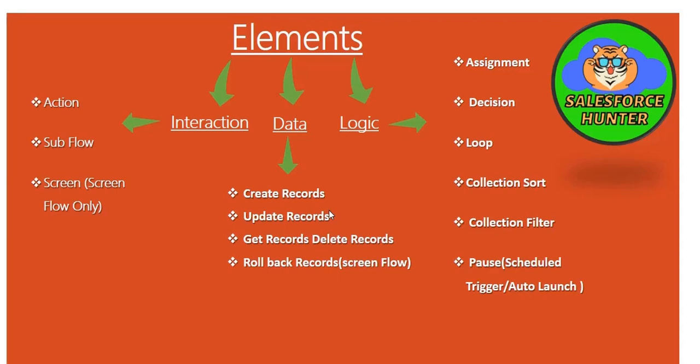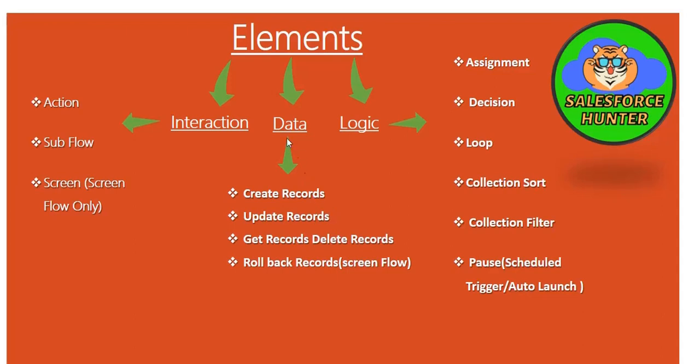Now we come to the logic category. There is assignment, which is basically used to assign a value to a variable. Decision is to make a decision: if it's true, do this; if it's false, do this. Loop is basically to iterate. For example, suppose we have a set of records and we want to check a particular condition in every record. We will be checking one by one, and for that we will be using a loop. That is just an example. Collection sort and collection filter will be discussed in the coming videos. And pause is only available for schedule-triggered and auto launched flows. Keep that in mind. These will be discussed in the coming videos.